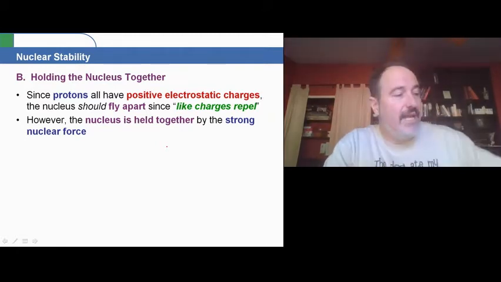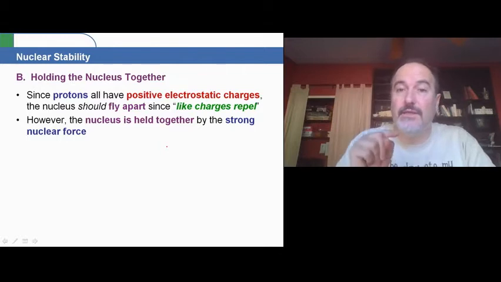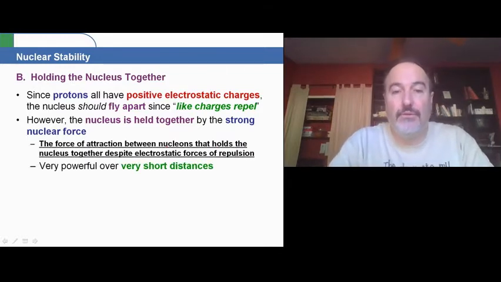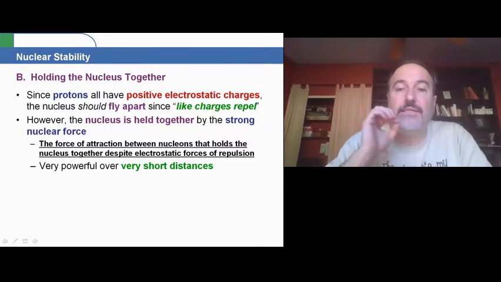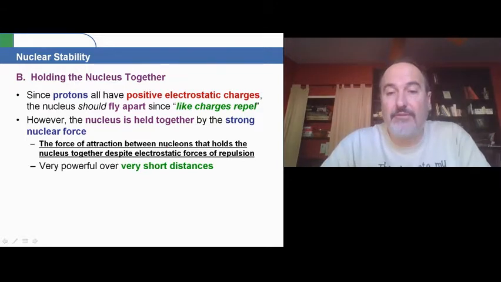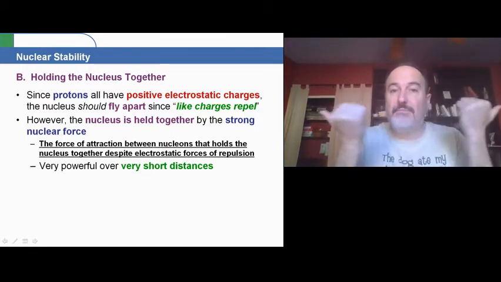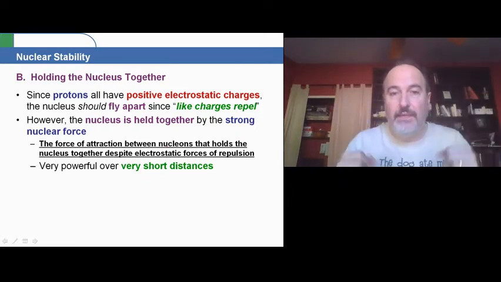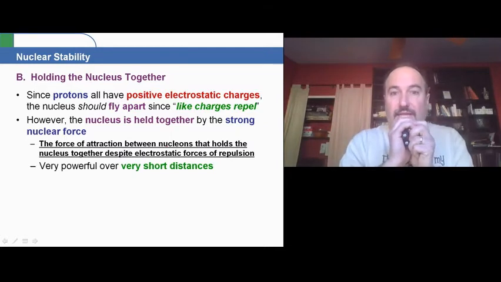What holds them together is another force, a stronger force called the strong nuclear force. It is a force of attraction between nucleons that holds the nucleus together despite electrostatic forces of repulsion. Okay, so they want to be pushed apart because like charges repel, but the strong nuclear force holds them all together. Okay, holds them tightly together.